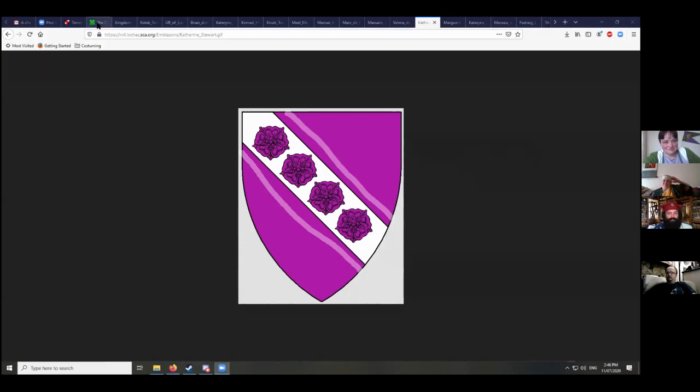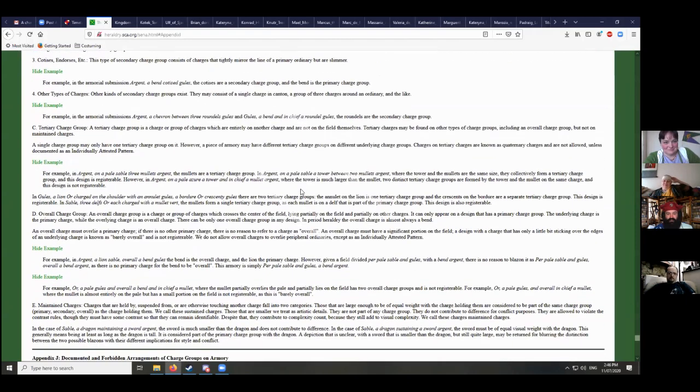If I head over to SENA. I still got those bits of white there, but yeah, she'll be right. So cotices and endorsers. Right, then we just get to other. This is the grab bag for everything else that doesn't fall into one of these good but easily definable categories, which is like a single charge in canton, a group of three charges around an ordinary, which we've seen a few times already. Yeah?